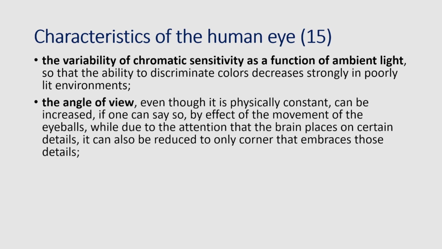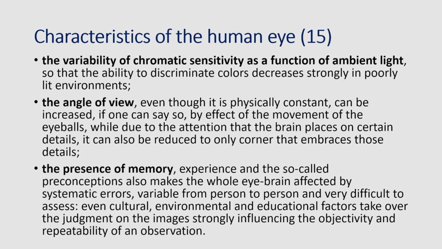The angle of view, even though it is physically constant, can be increased, if one can say so, by the effect of the movement of the eyeballs, while due to the attention that the brain places on certain details, it can also be reduced to only the corner that embraces those details. The presence of memory, experience, and the so-called preconceptions also makes the whole eye-brain system affected by systematic errors, variable from person to person and very difficult to assess. Even cultural, environmental, and educational factors take over the judgment on the images, strongly influencing the objectivity and repeatability of an observation.